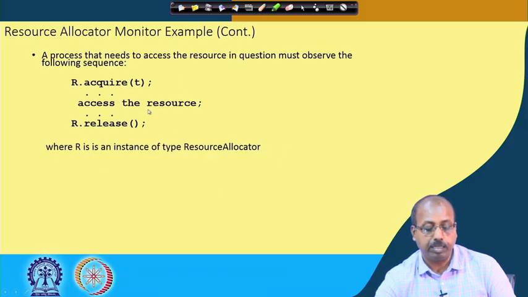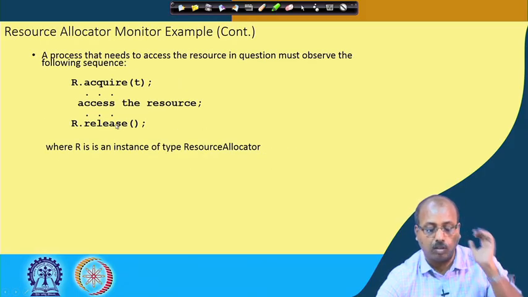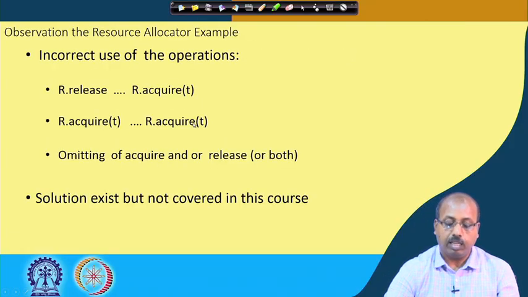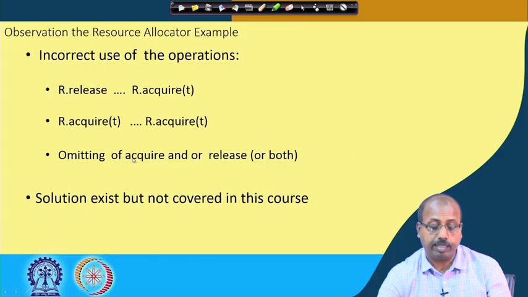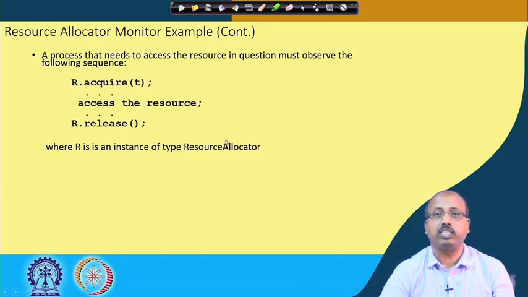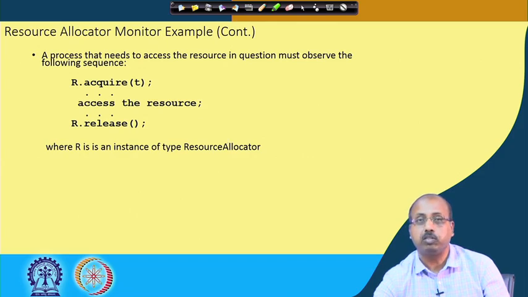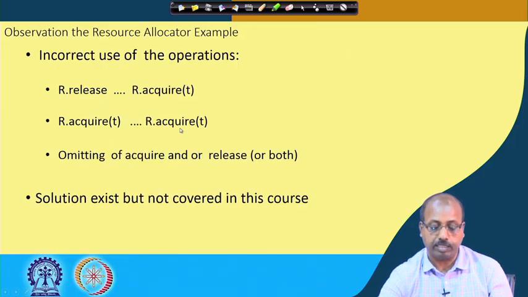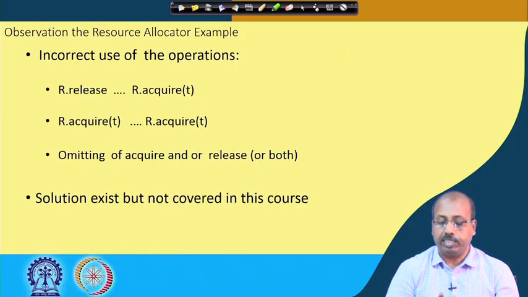Similarly, the user may make a mistake that instead of calling release may call acquire again. So, that is acquire type of sequencing. Another possibility is omitting acquire or release or both, maybe forgetting to put this acquire or forgetting to put this release. So, this type of thing can happen, but they are not that severe compared to the semaphore based implementation. With a monitor we can always check whether it is there or not. The solutions can be there, but it is going beyond the scope of this course. So, we will not go into that discussion.